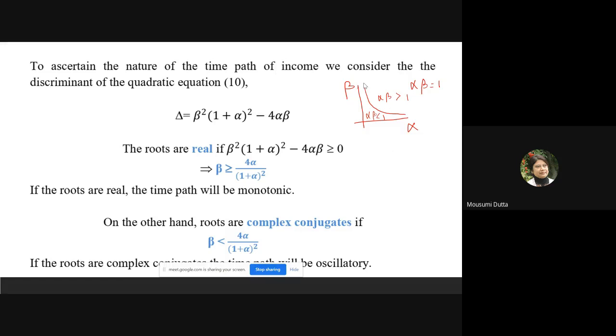The other equation, as I am telling you, is beta equal to 4 alpha by (1 plus alpha) whole square. Would you please derive the value and tell me what is the value?